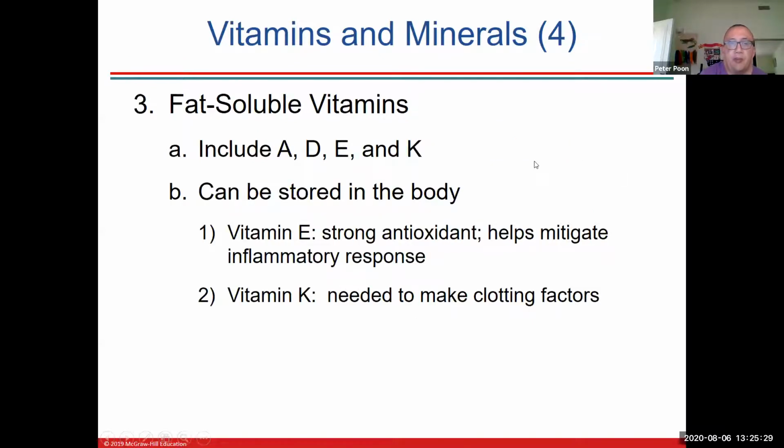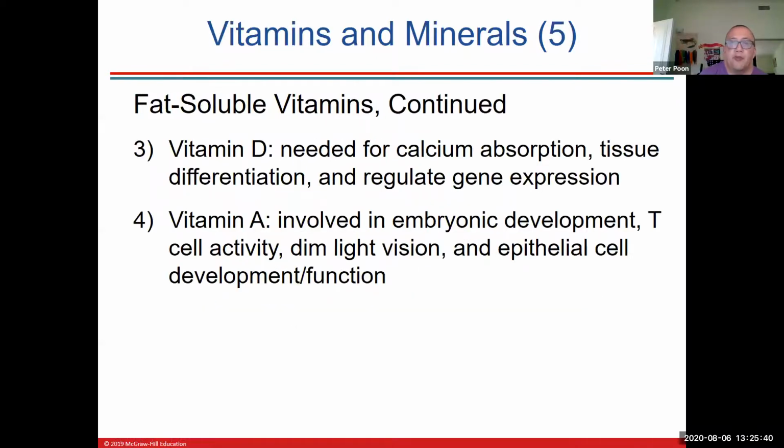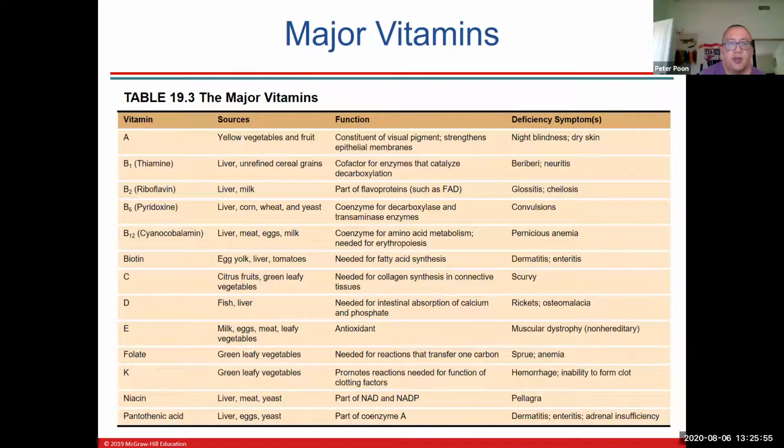Fat soluble vitamins, vitamin E and K, and they can be stored. Again, vitamin E is an antioxidant as well. Vitamin K is needed to make clotting factors. Vitamin D is needed for calcium reabsorption, and vitamin A is used in rhodopsin, your eyes and stuff. So here you can see where you get stuff from.